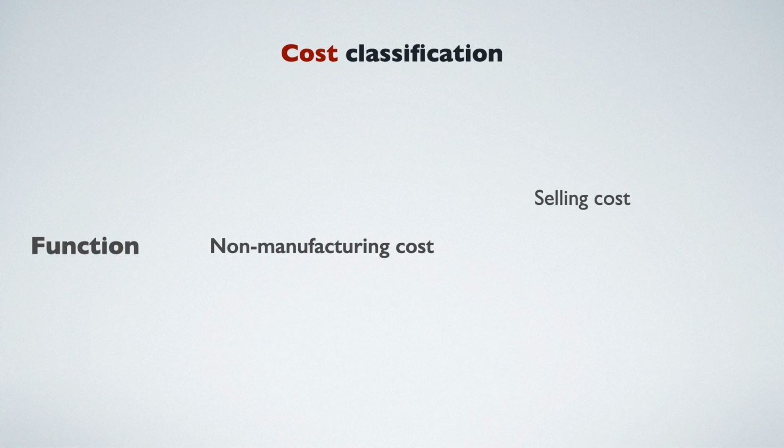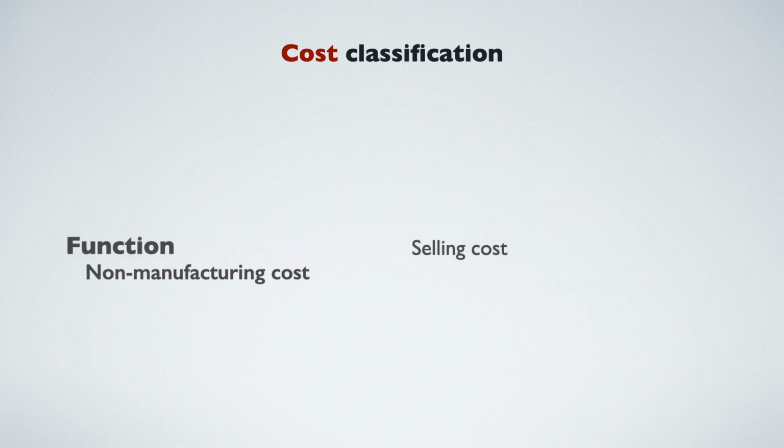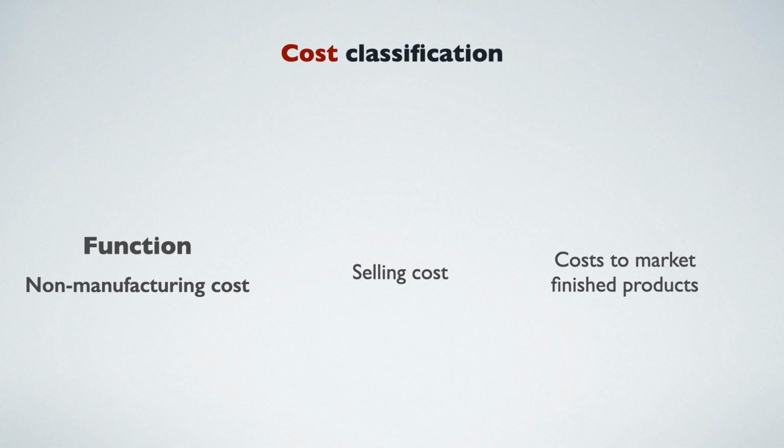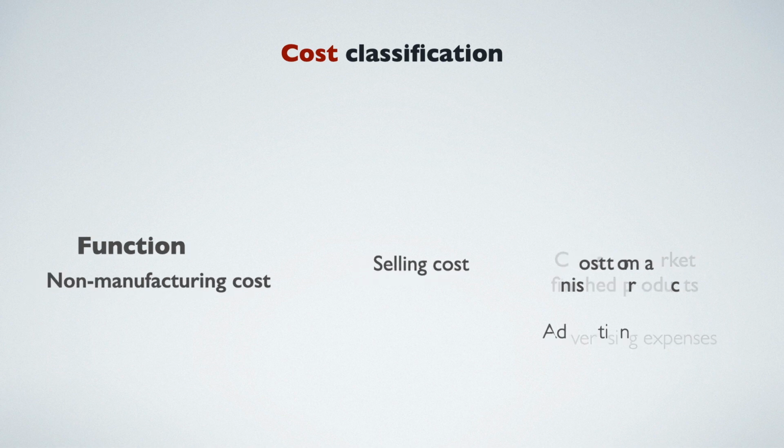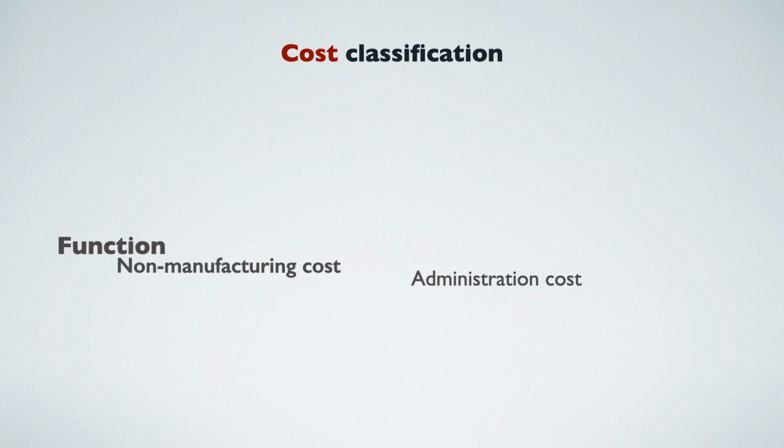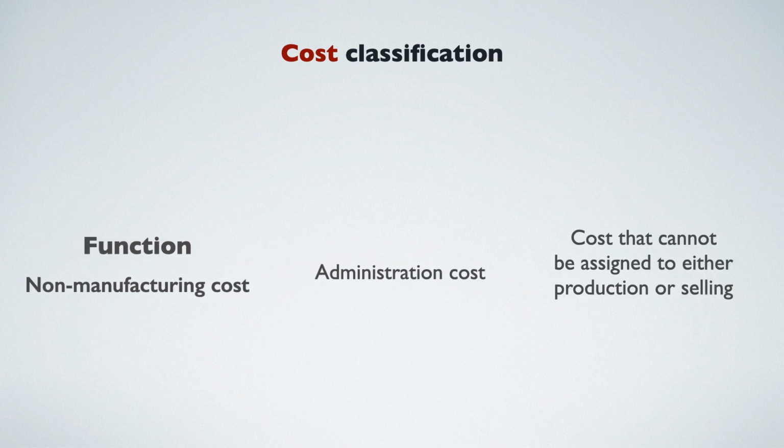These are the costs included in non-manufacturing costs, the selling cost and administration cost. Selling cost is the cost involved to market the finished product. It may include advertising, commission, and sales executives' salary. Whereas the administration costs are the costs other than production and selling costs. The salary of the director or the administration office utility are among the examples.